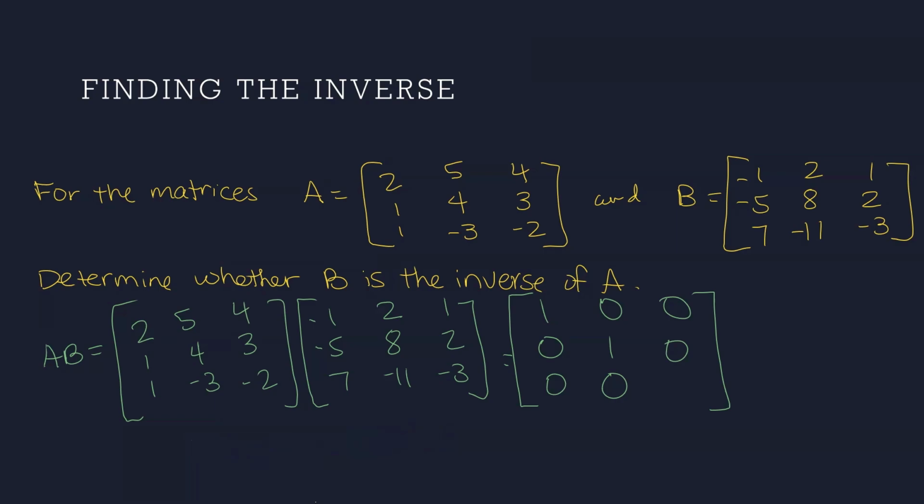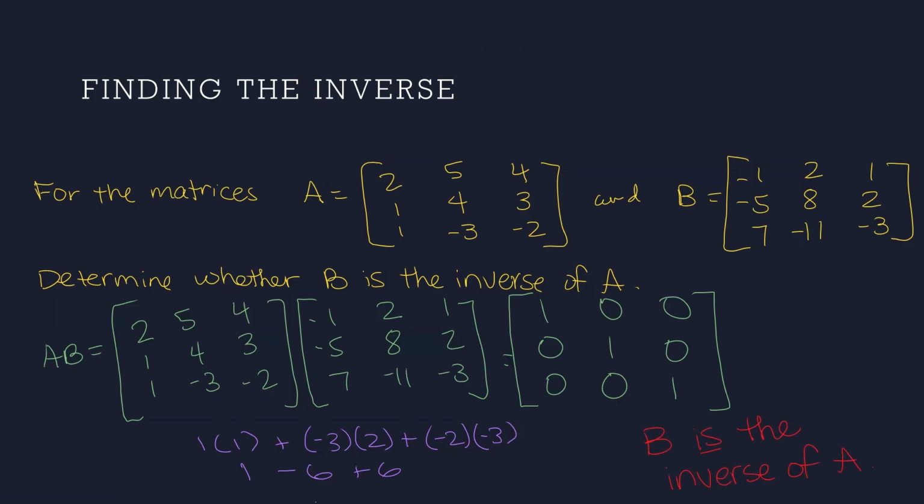So third row, third column, that's 1 times 1 plus negative 3 times 2 plus negative 2 times negative 3, which is 1 minus 6 plus 6, which is 1. All right, so here I have the identity matrix with the ones along the diagonal, zeros everywhere else. So I can say, yes, B is the inverse of N.